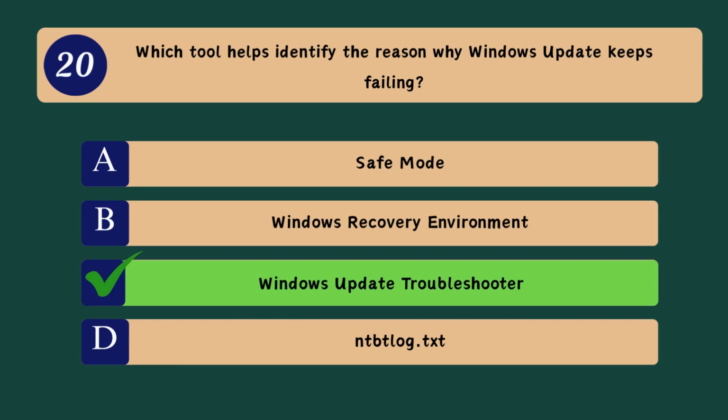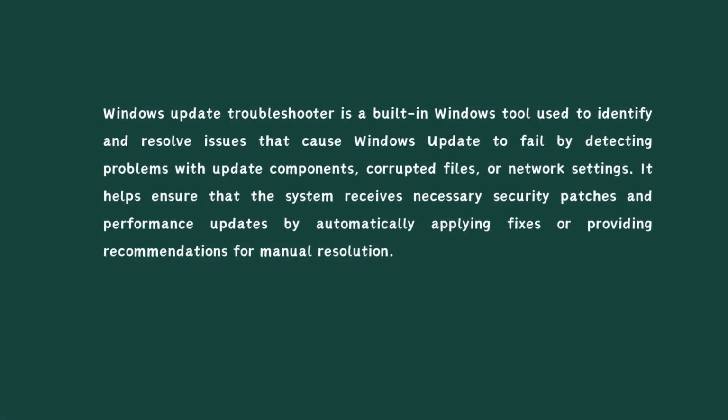Correct answer: C. Windows Update Troubleshooter. Windows Update Troubleshooter is a built-in Windows tool used to identify and resolve issues that cause Windows Update to fail by detecting problems with update components, corrupted files, or network settings. It helps ensure that the system receives necessary security patches and performance updates by automatically applying fixes or providing recommendations for manual resolution.